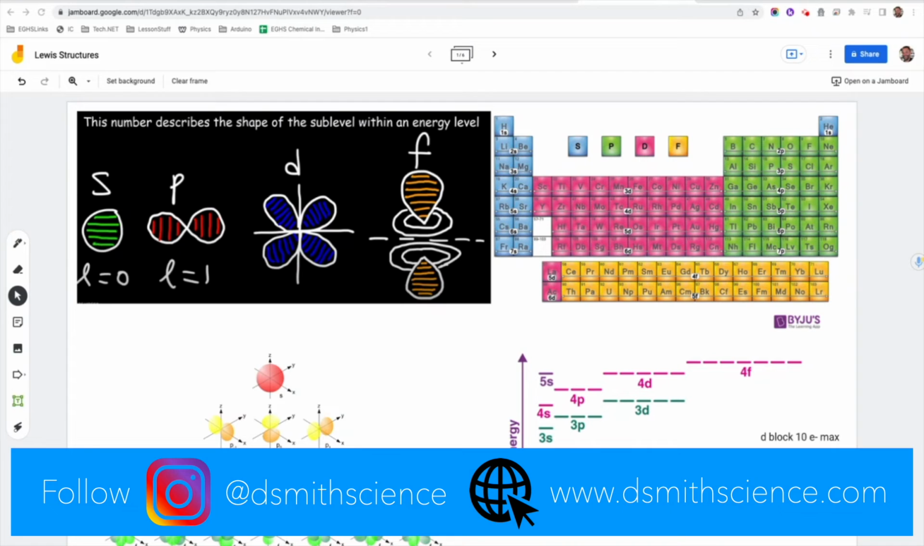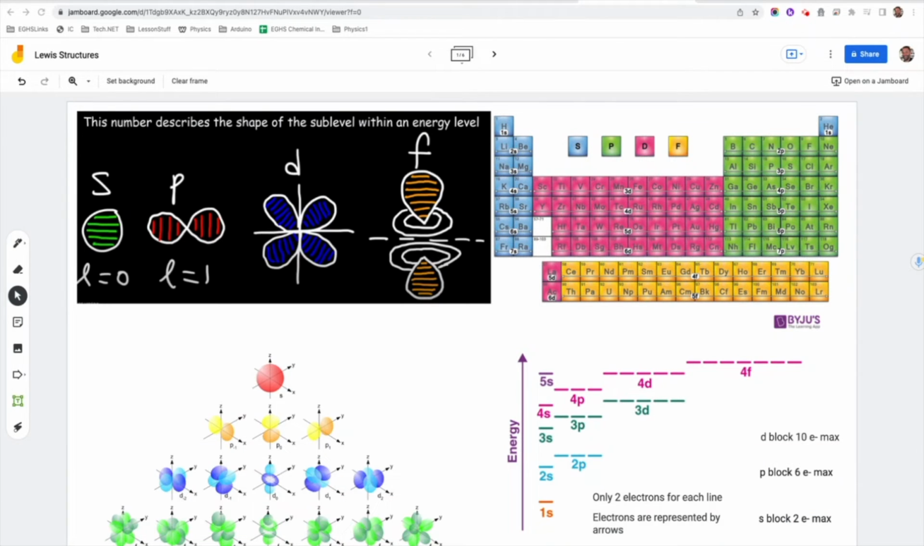So in today's video, we're going to be talking about Lewis structures, but I actually taught quantum numbers, the 4 quantum numbers, before I taught Lewis structures to show how they actually are. So we're going to do an oversimplification. That's what Lewis structures are. They're just created about the valence electrons.